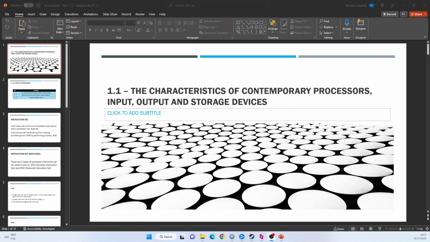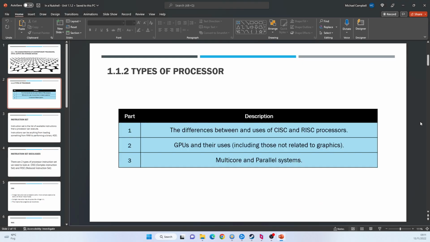Okay, so here is the second of the 1.1 sections, 1.1.2, and that is going to be types of processor. So we're going to cover the whole of 1.1.2 in this video, so let's get on with it.